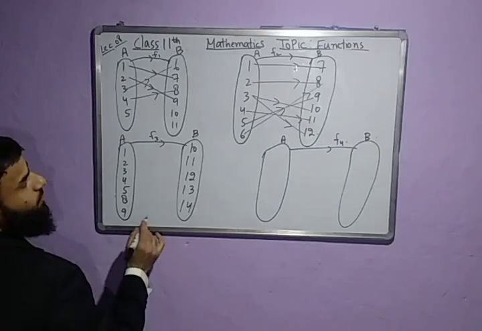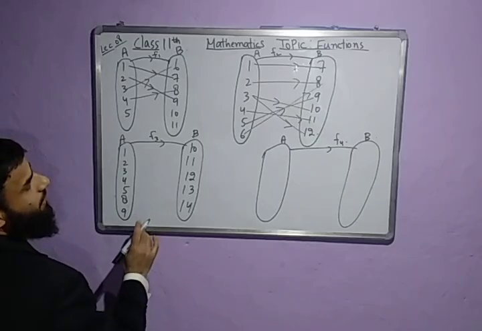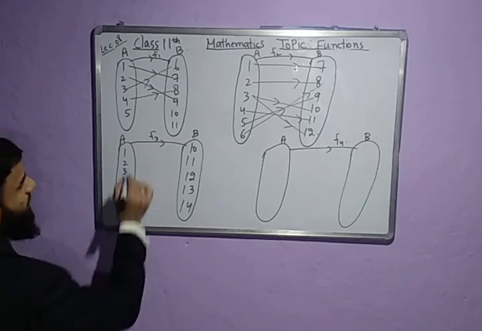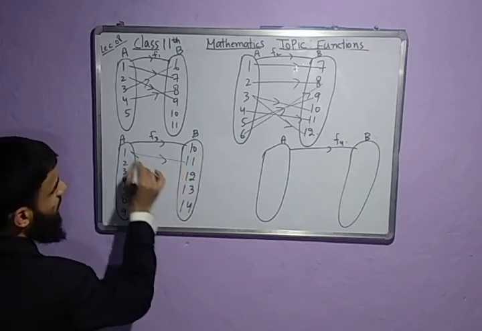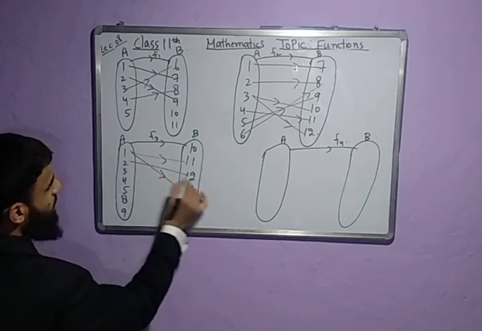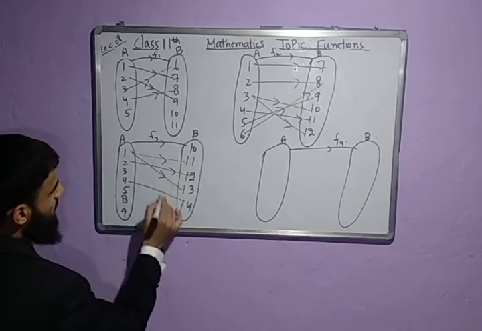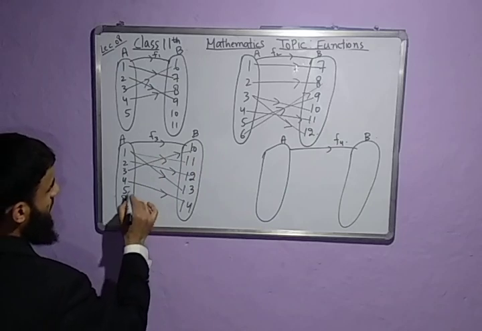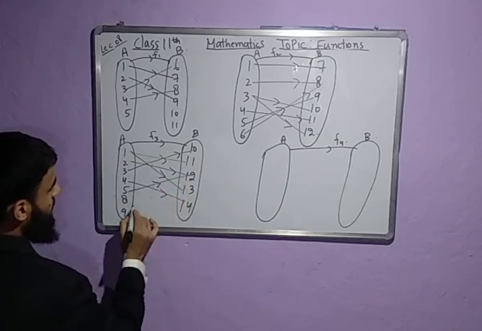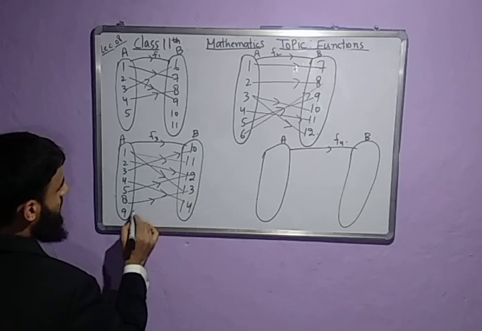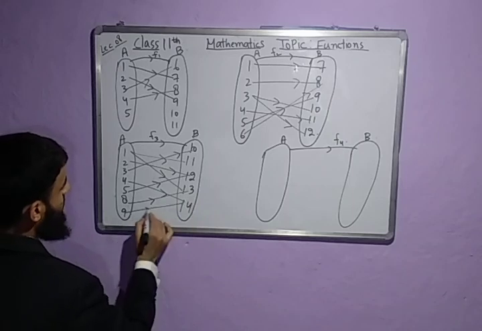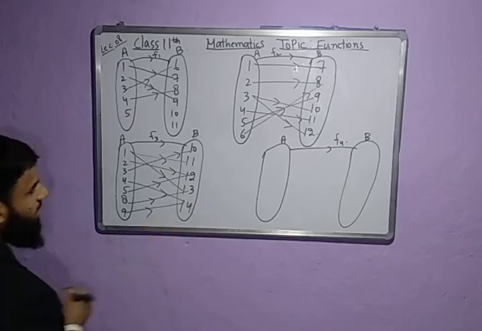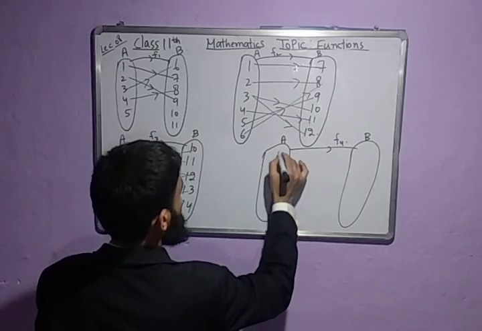Now let's suppose 1 is related to 11, 1 is related to 13, 2 is related to 12, 4 is related to 14, and 3 is related to 10, and 5 is related to 12, 8 is related to 13, and 9 is related to 14.